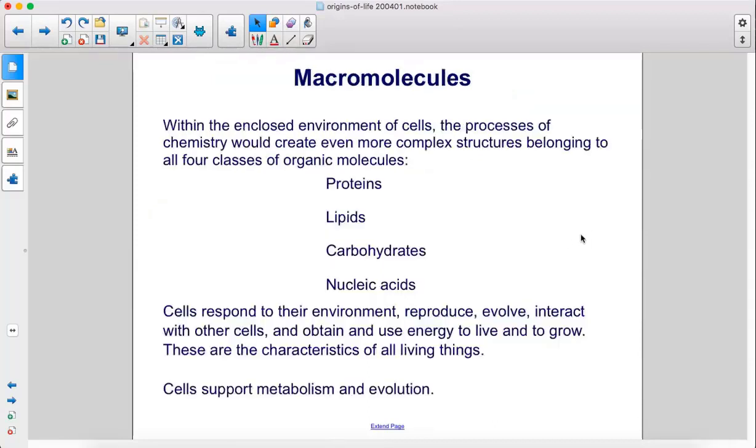Within the enclosed environment of cells, the processes of chemistry would create even more complex structures belonging to all four classes of organic molecules: proteins, lipids, carbohydrates, and nucleic acids. Cells respond to their environment, reproduce, evolve, interact with other cells, and obtain and use energy to live and to grow. These are the characteristics of all living things. Cells support metabolism and evolution.